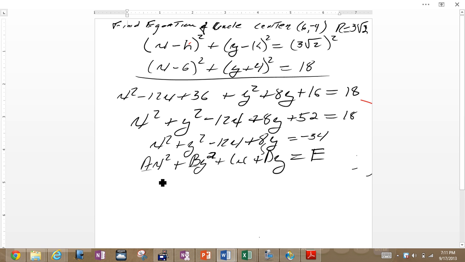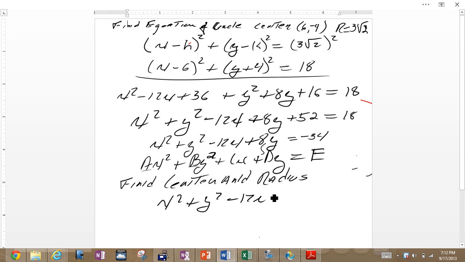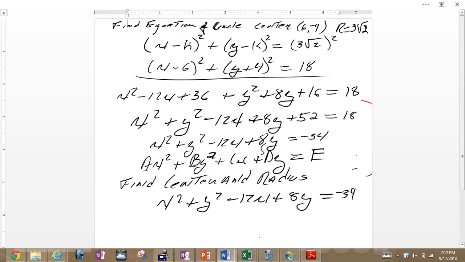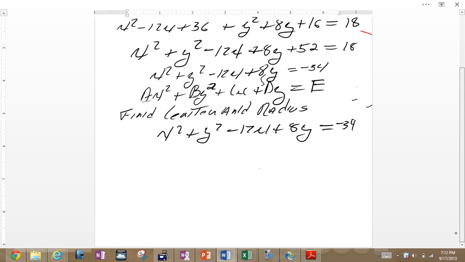Okay, so now let's turn the problem around. Find the center and radius of this: x squared plus y squared minus 12x plus 8y equals negative 34. Now, you have no idea what the center and radius are. Well, we know because we started with it, but let's assume that this is a whole brand new problem, okay?